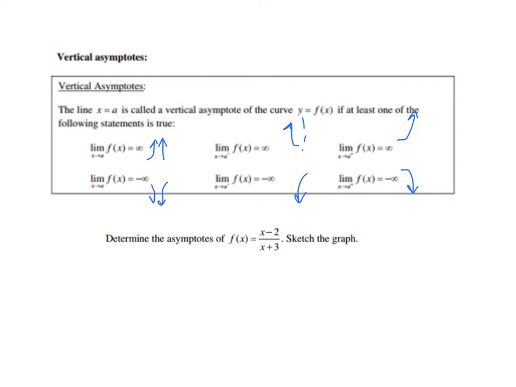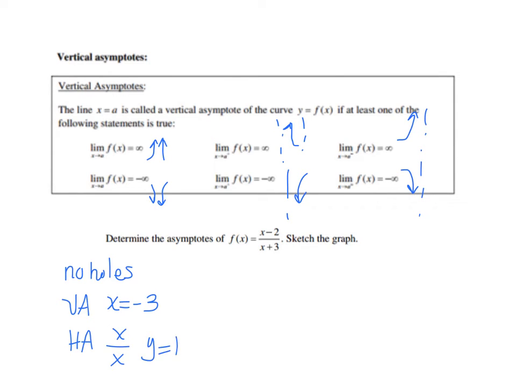So you're talking about what's happening on either side of the asymptote. So this is just, once again, a rational function. I know that there are no holes because there's no form of 1. There's nothing to factor, so it's in lowest form. The vertical asymptote is from the denominator, so it's going to be at x equals -3. The horizontal asymptote, once again, I have the same, so this is going to be y equals 1.